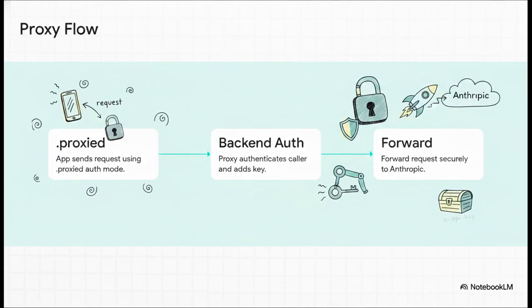So to protect that billing account, the package gives us a proxy flow for production. Here's the breakdown. First, you configure the package with the .proxied auth mode, and you point it to your own backend server. Second, your backend proxy gets the standard request, authenticates the specific app user, and then attaches your secret x-api-key header safely on the server side. Finally, your proxy forwards it to Anthropic. Boom, your app ships with absolutely zero keys inside it.